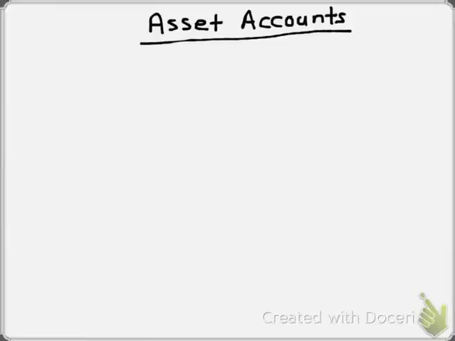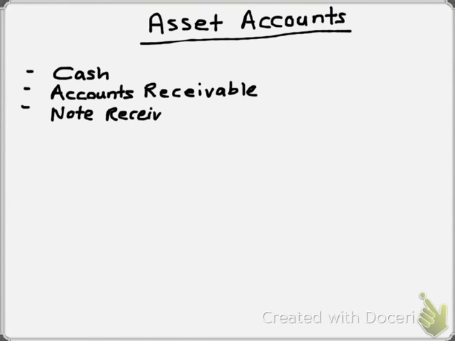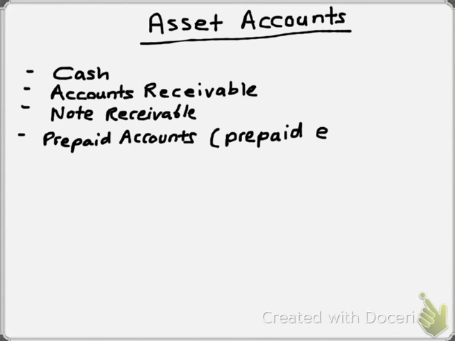In this section, we're going to review asset, liability, and equity accounts. A lot of these you have seen before, but I'm going to introduce a few new terms. The typical asset accounts you'll see for a business are cash, accounts receivable, note receivable, again remember the difference between the two, and prepaid accounts, these are prepaid expenses. We'll talk about those in a little bit.